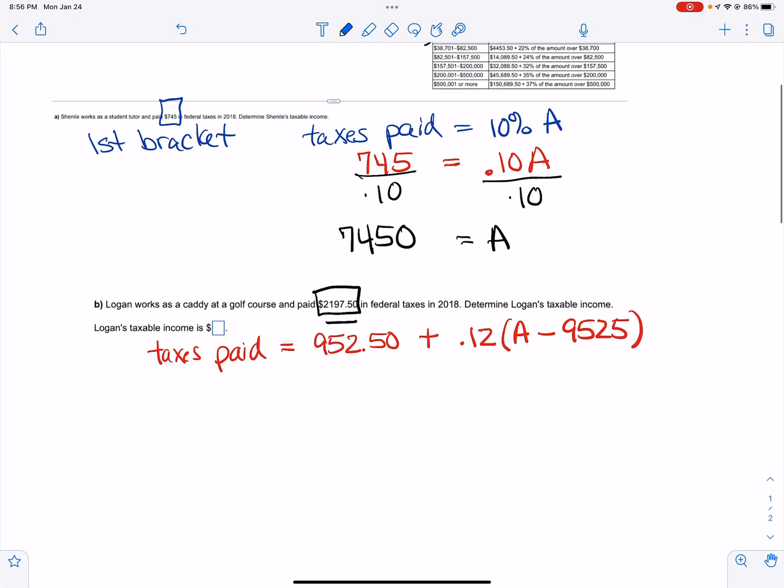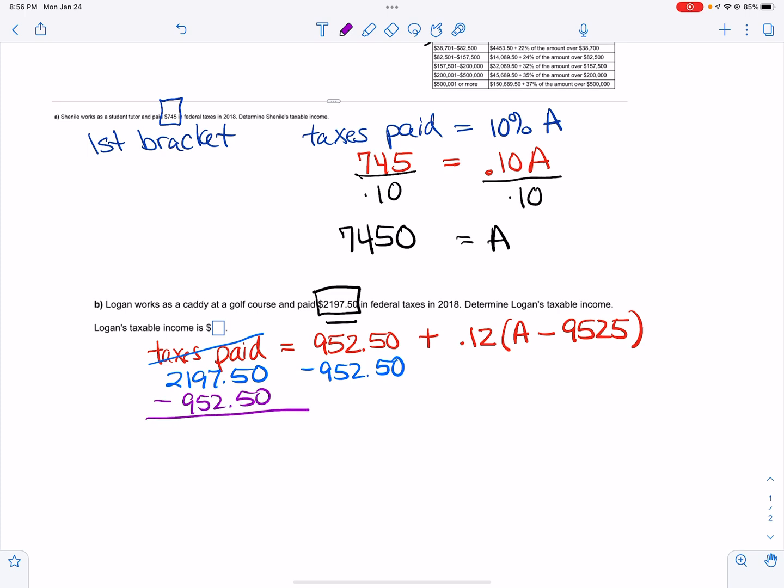And to solve it, I'm always going to subtract this number. Oh, I have to put the taxes paid, which was $2,197.50, okay? And then I'm going to subtract the $952.50 from both sides. Well, that makes 0.